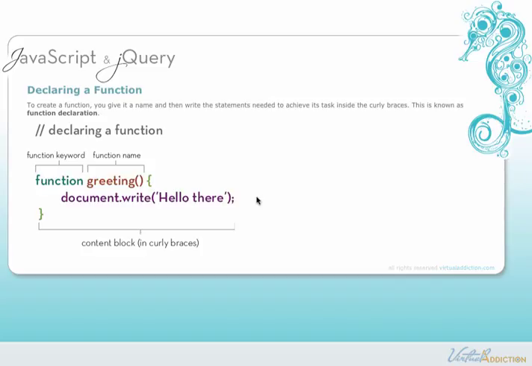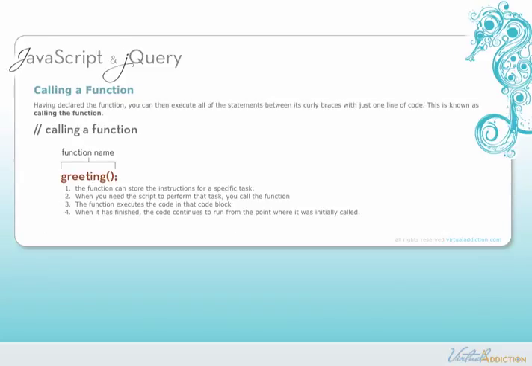If different parts of a script need to perform the same task, you do not need to repeat the same statements multiple times. You use a function to do it and reuse the same code. Once you've declared the function, you can then execute all of the statements between the curly braces with just one line of code. This is known as calling the function. To run the code in a function, you use the function name followed by parentheses. In programming speak, you would say that this code calls a function. You can call the same function as many times as you want within the same JavaScript file.